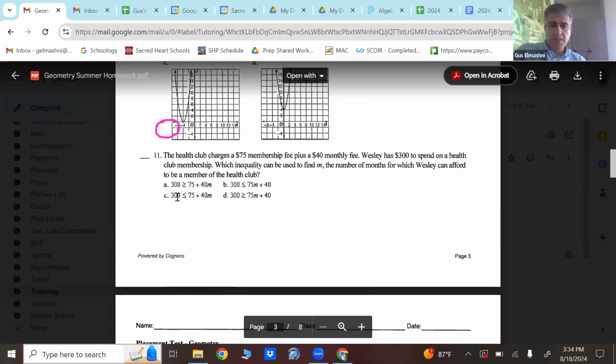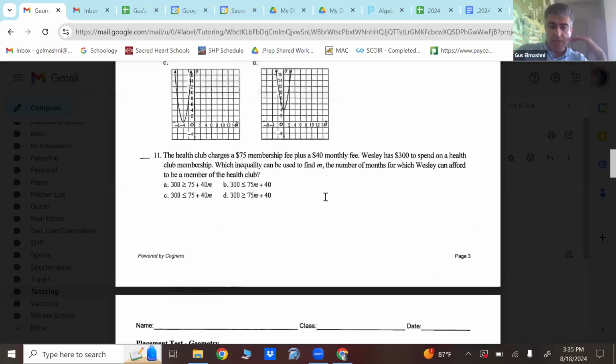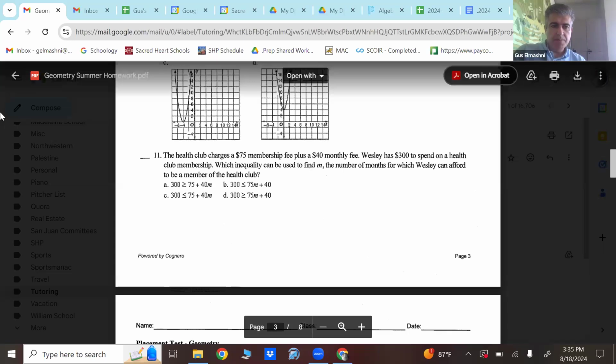Okay, 11. If your monthly fee is $40, that's going to be your slope, because that's money per month. And a $75 membership is just a flat fee. So that's just one time. And it has $300 of spend, so you can't go over $300. You have to keep it under 300. That's why it's A.